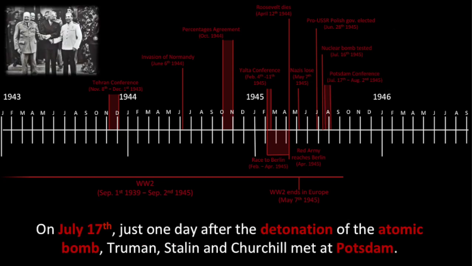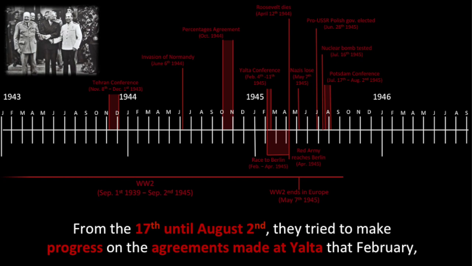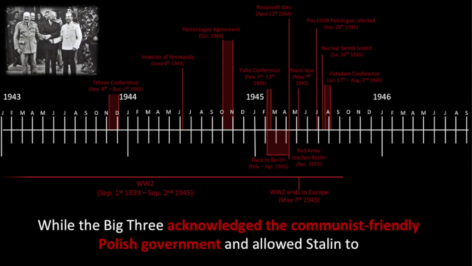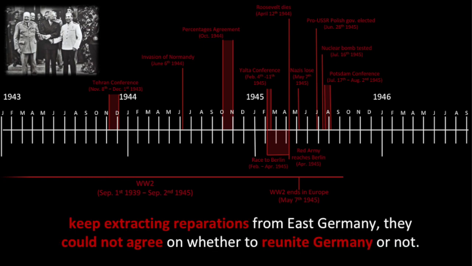On July 17th, just one day after the detonation of the atomic bomb, Truman, Stalin, and Churchill met at Potsdam. From the 17th until August 2nd, they tried to make progress on the agreements made at Yalta that February, but found it difficult to come to any compromises. While the Big Three acknowledged the communist-friendly Polish government and allowed Stalin to keep extracting reparations from East Germany, they could not agree on whether to reunite Germany or not.